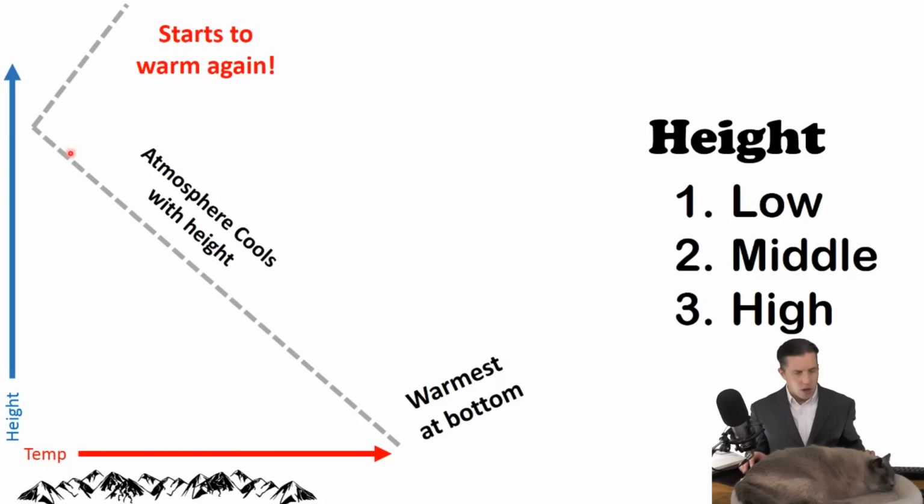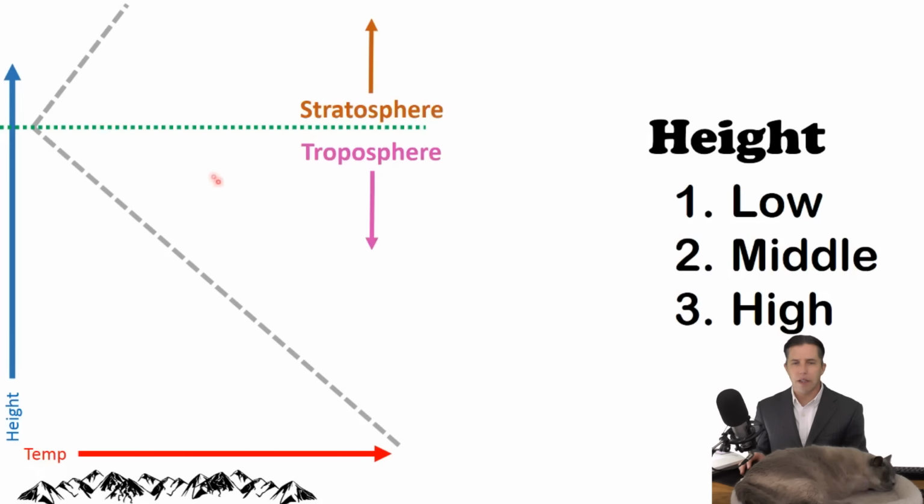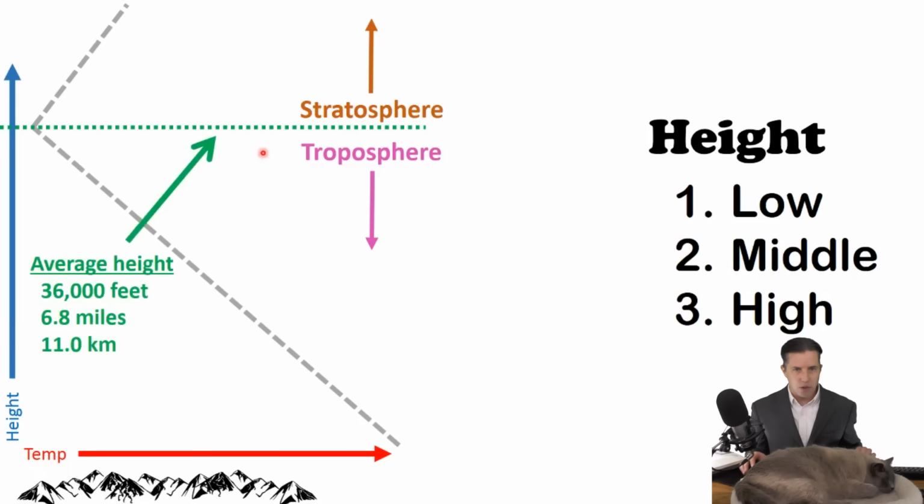But for now, all we're going to say is that this little inflection point between where the atmosphere cools with height and when it starts to warm with height, that forms a natural boundary between two layers in the atmosphere, and all the air below that line is called the troposphere, and all air above that line is called the stratosphere. So the reason we're talking about this is this low, middle, high business. That refers to low, middle, high in this layer, in the bottom layer of the atmosphere.